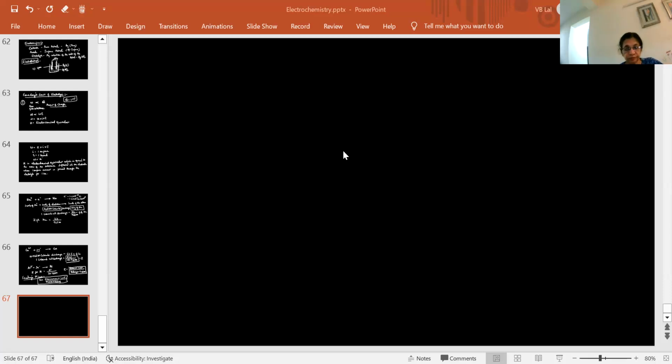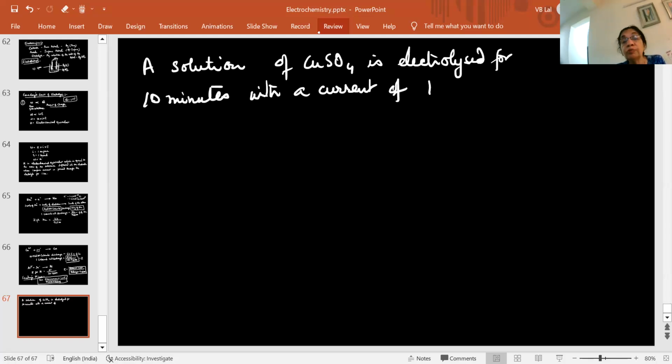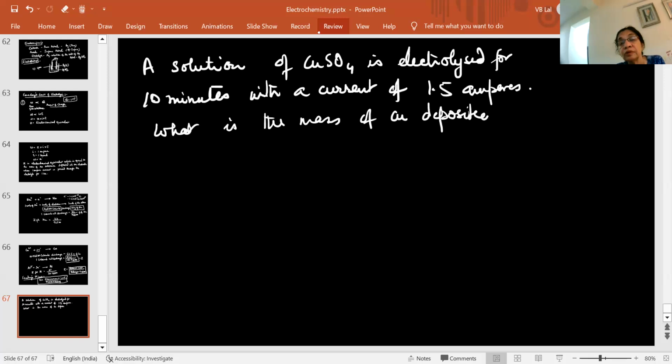Okay, so let us do this question. A solution of copper sulfate is electrolyzed for 10 minutes with a current of 1.5 amperes. What is the mass of copper deposited at the cathode?